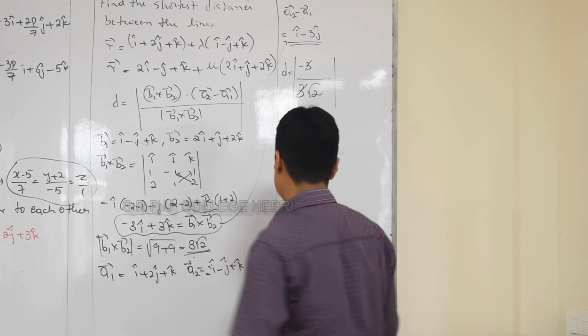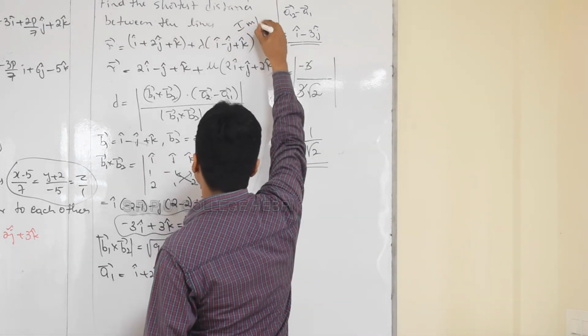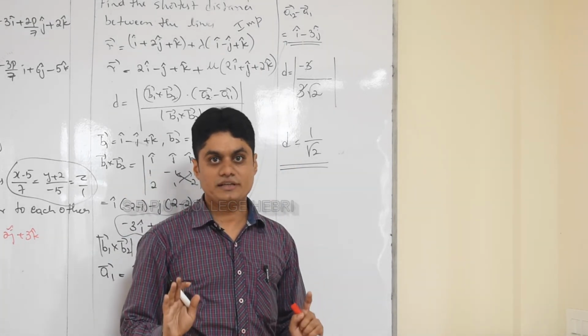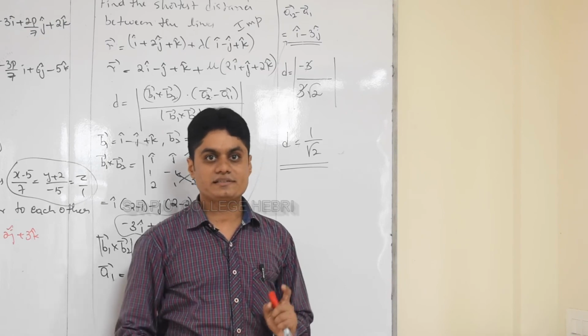Understood? So this is an important problem. In the next class I will solve a few more problems related to the shortest distance between two straight lines, two skew lines. Understood? The remaining questions I will discuss in the next class. Thank you.